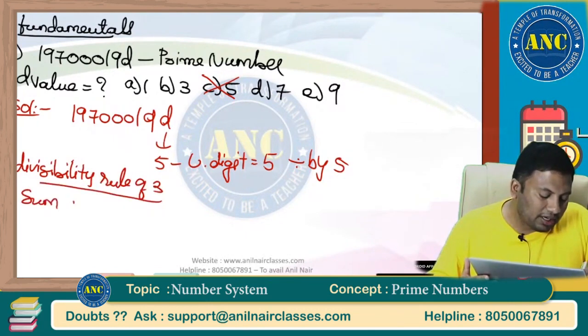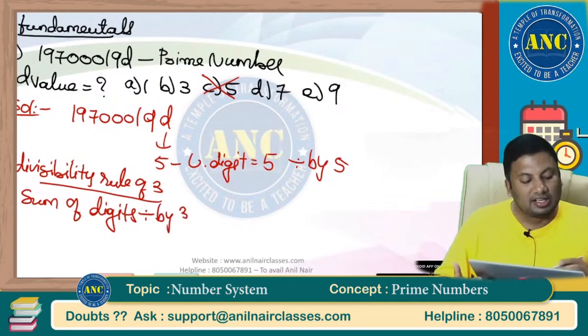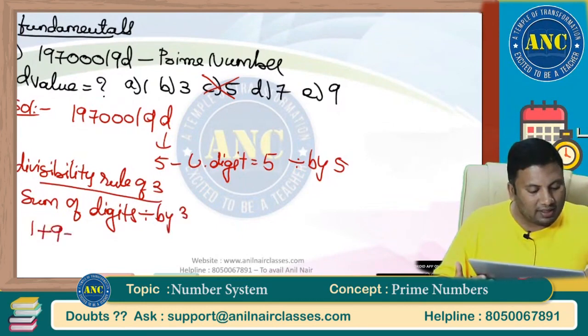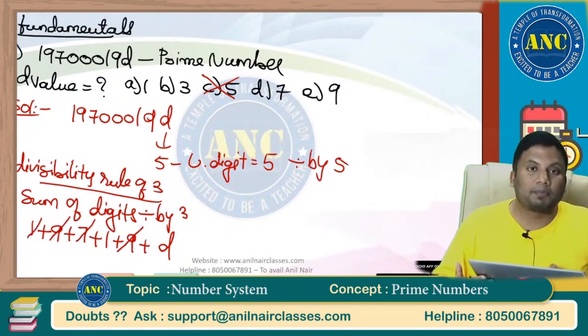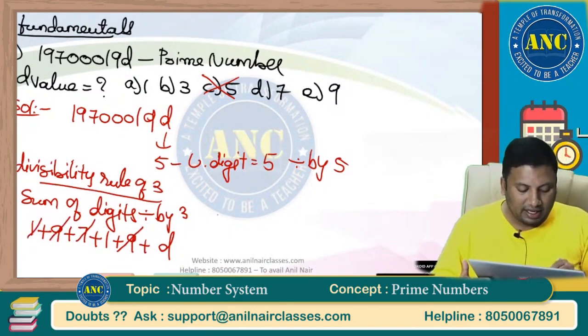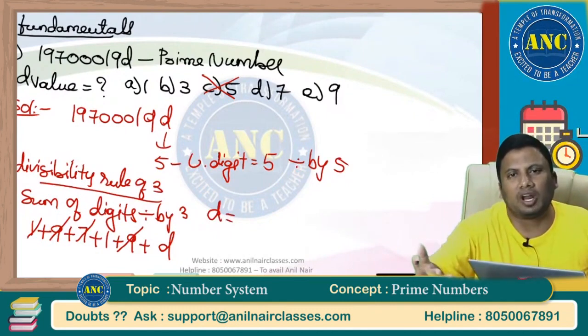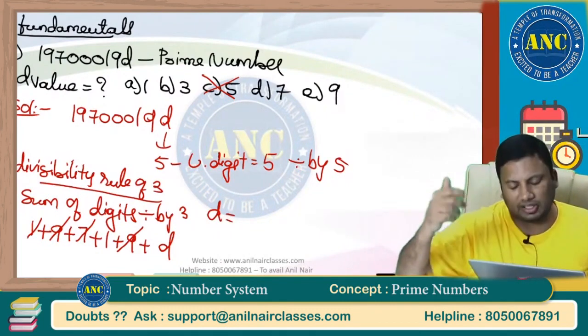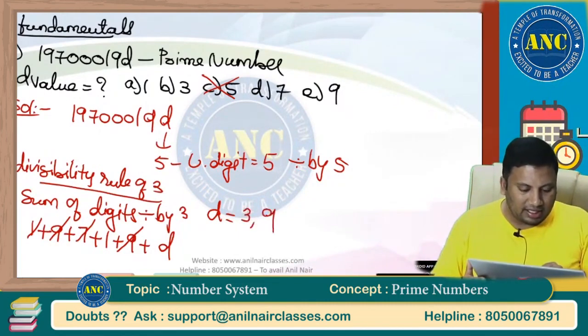Which is nothing but the sum of the digits should be divisible by 3. Sum of the digits: 1 plus 9 plus 7 plus 1 plus 9 plus D. 9 is divisible by 9, and 7 plus 1 plus 9 is divisible by 9. That means it is divisible by 3. The divisibility rule of 9 is nothing but all the factors of 9 will also obey the same rule. So D can be either 3 or 9.